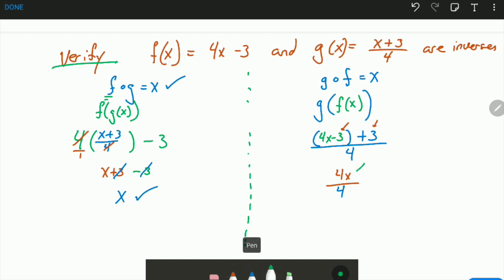Now on top here, everything is connected by multiplication. On the bottom, same thing. There's only the 4 though. Since there's a factor of 4 on the top and a factor of 4 on the bottom, we can cancel them out as well, leaving us with just x. And there we are. We have verified that both compositions equal x, and because both compositions equal x, the identity function, these two functions are indeed inverses of each other.